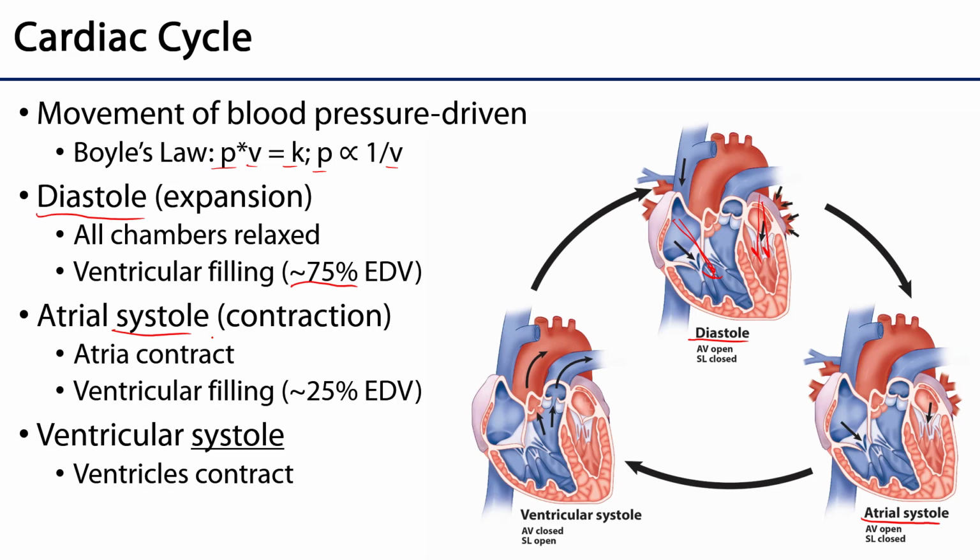From atrial systole, we go to ventricular systole. Ventricular systole is what people are referring to when they say systole, or when they're taking a systolic measurement. It's during this time that the ventricles contract. And when the ventricles contract, these atrioventricular valves are going to close, and blood is going to flow through the semilunar valves out to both the pulmonary and systemic loops via the pulmonary trunk and the aorta, respectively.